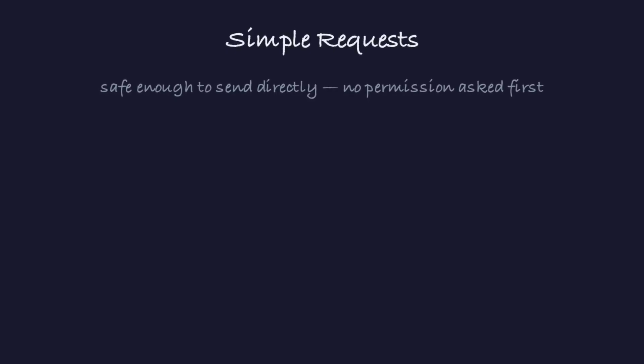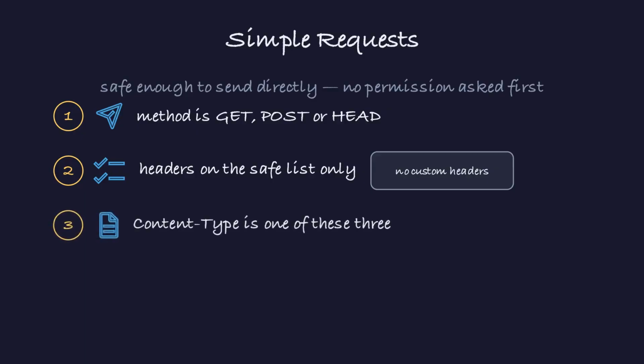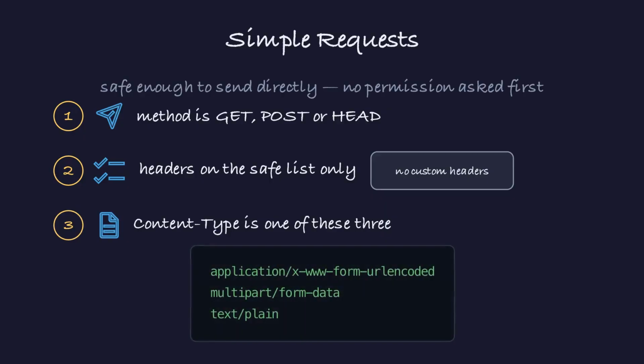A simple request is one the browser considers safe enough to send directly, without asking permission first. A request is simple when it meets all three of these conditions. 1. The method is GET, POST, or HEAD. 2. The headers are limited to a safe list, the basic ones the browser sets naturally. No custom headers. 3. The content type, if it is set at all, is one of exactly three values: form URL encoded, multipart form data, or text plain.